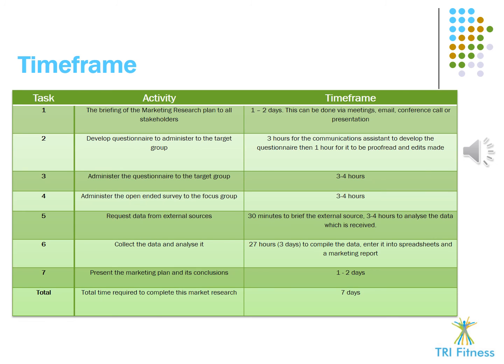Task number 5, which is request data from external sources. This will take 30 minutes to brief the external source, 3 to 4 hours to analyze the data which is received. Task number 6, collect the data and analyze it. This will take 27 hours or 3 days to compile the data, enter it into a spreadsheet, and into a marketing report. Present the marketing plan and its conclusion. This will take between 1 to 2 days. The total time required to complete this market research is 7 days.